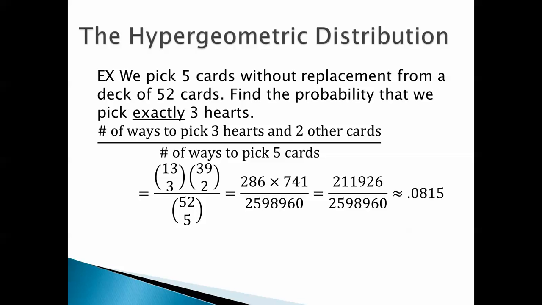So that product works out to be 211,926 over 2,598,960. And we end up with roughly 0.0815.